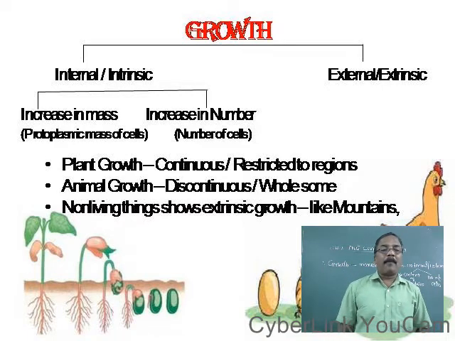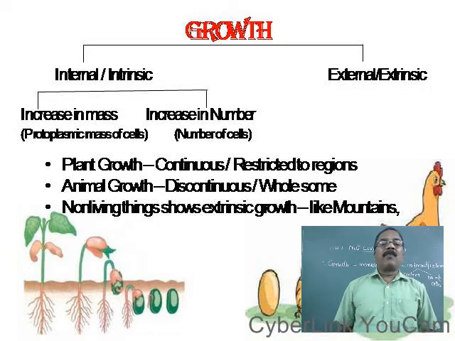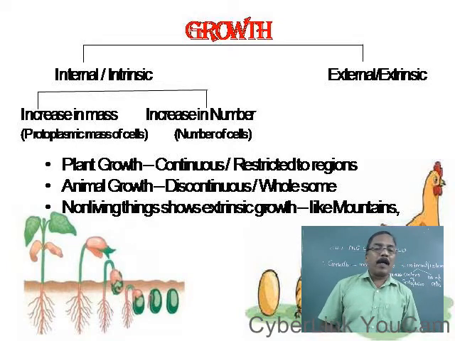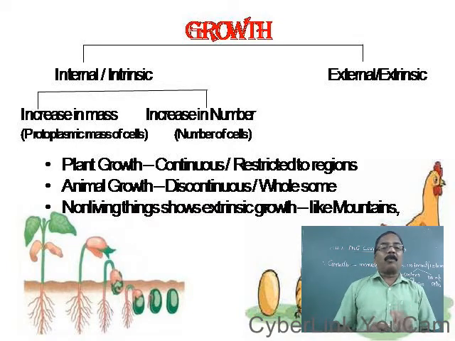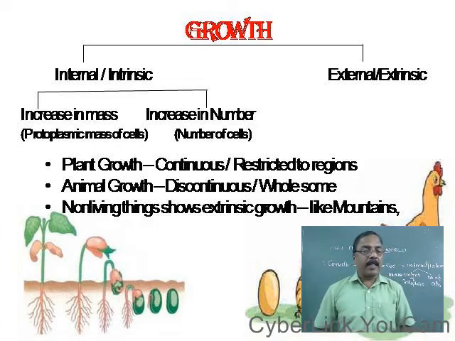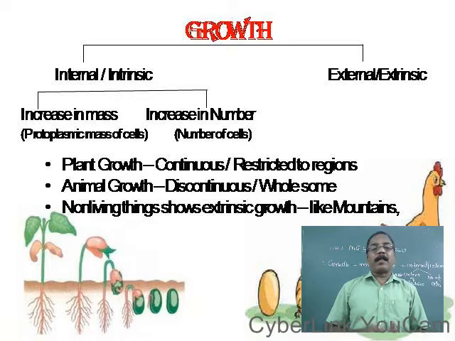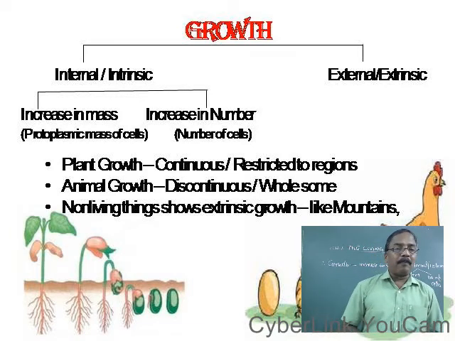This is what is happening in the case of living organisms, where we call the growth as internal or intrinsic, which is by increasing in mass. When protoplasmic content increases, that will contribute to the total mass of the organism, or it may be by increasing the number of cells present in their body. So that is the internal type of growth.